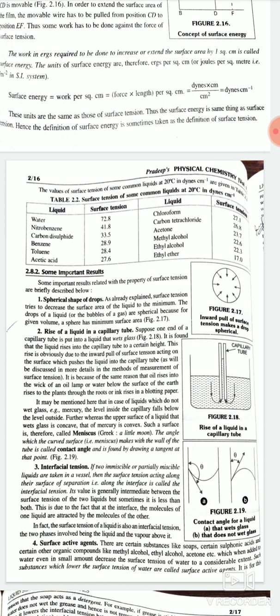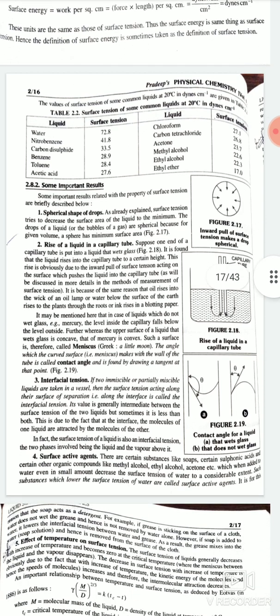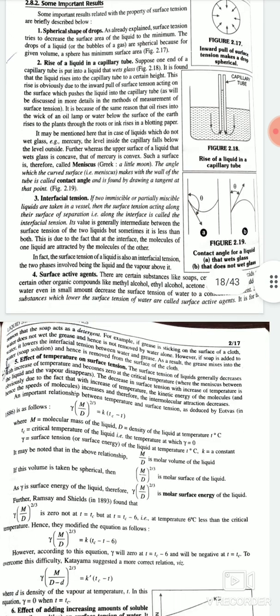Fourth, surface active agents. There are certain substances called soaps, certain sulfonic acids, and certain other organic compounds like methyl alcohol, ethyl alcohol, acetone, etc., which, when added to water, even in small amount, decrease the surface tension of water to a considerable extent. Such substances which lower the surface tension of water are called surface active agents. It is for this reason that soap acts as a detergent.